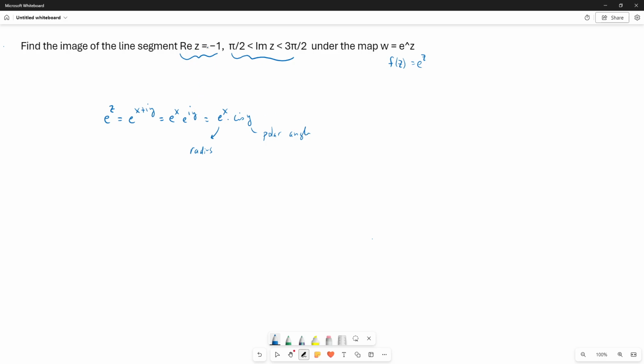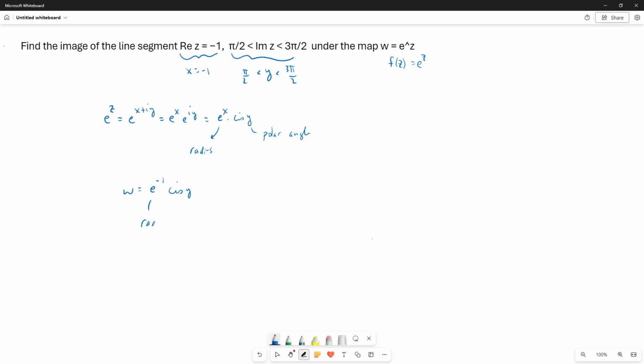Now, real part of z equals -1 means x is equal to -1. And the imaginary part of z is between pi over 2 and 3 pi over 2 means that y is between pi over 2 and 3 pi over 2. So our polar radius, w equals e to the -1. Our polar radius is e to the -1. And our angle is y, where y is between pi over 2 and 3 pi over 2.